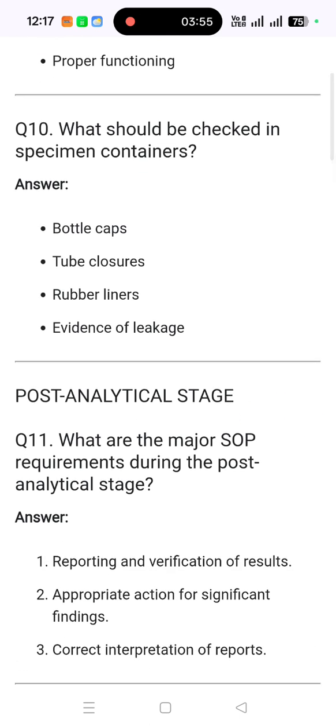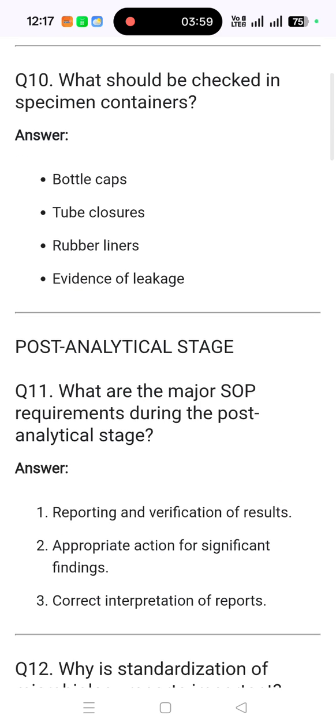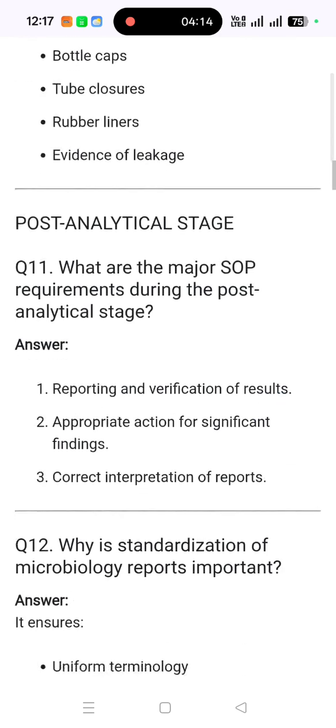What should be checked in specimen containers? Bottle cap should be checked, tube closures should be checked, then rubber liners should be checked, and evidence of leakage. So all these things should be intact, then only leakage won't take place.